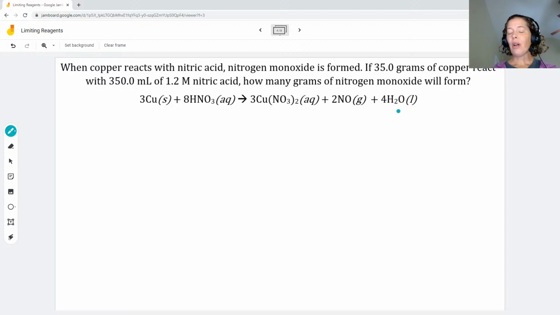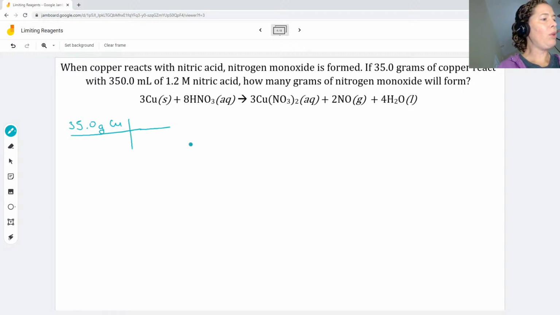So just like with our other problems, we need to first convert to moles, because remember, once we're talking about moles, then we're actually talking about the number of either atoms or the number of molecules, which is so critical. So my first conversion will be easy. I just need to convert my 35 grams of copper. So let's do that first. So this is 35 grams of copper. And the molar mass of copper is 63.546. So again, remember when you're using your molar masses, they should have more sig figs than whatever number you start with.